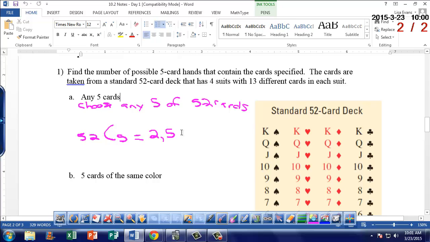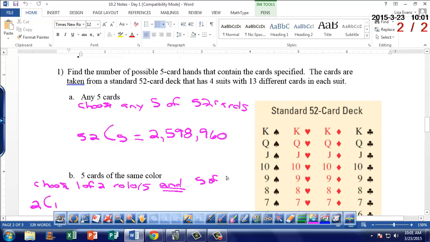You get 2,598,960. Okay, now I'm choosing 5 cards of the same color. First, we have a choice between black or red. So we're choosing one of 2 colors. Step 1. So we have 2 colors, we're choosing one of those. And once we choose our color, we're choosing 5 of them.